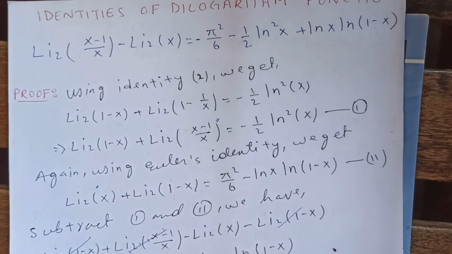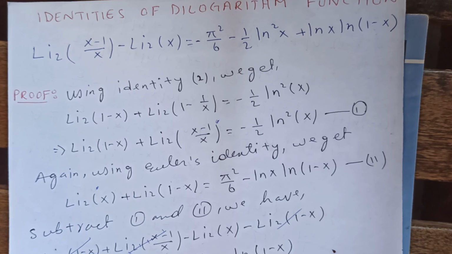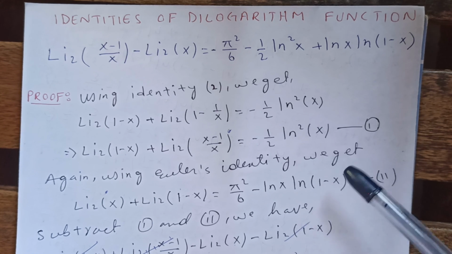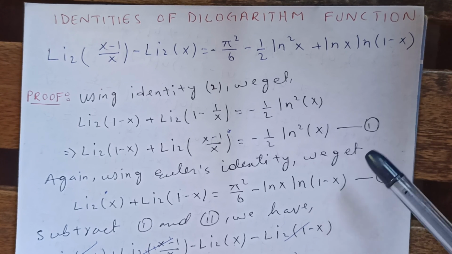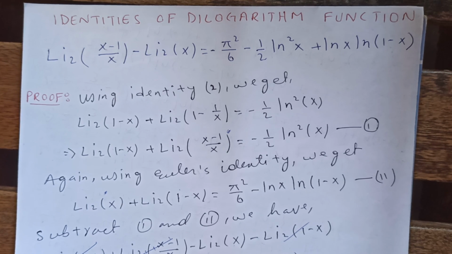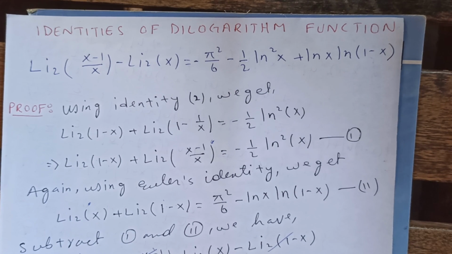So this may also be helpful when we are evaluating special values for this dilogarithm. All these identities will be required. That's why I'm trying to finish these identities of the dilogarithm first. After that, the special values. So that will be the proof.